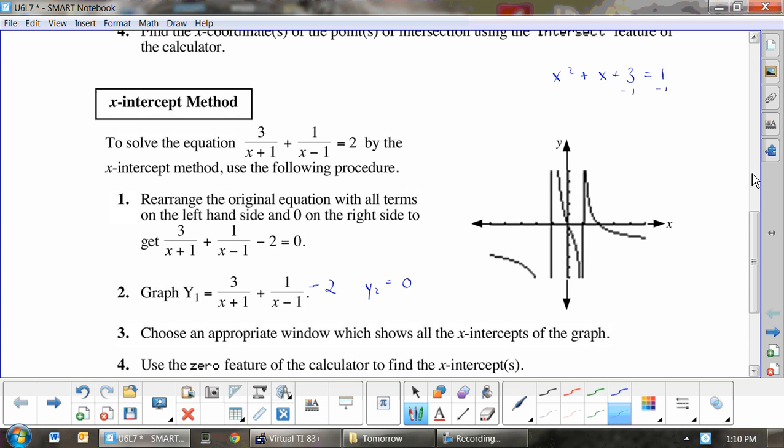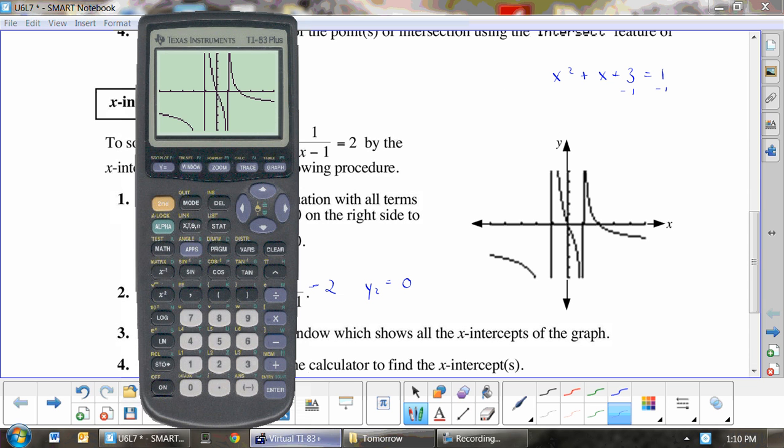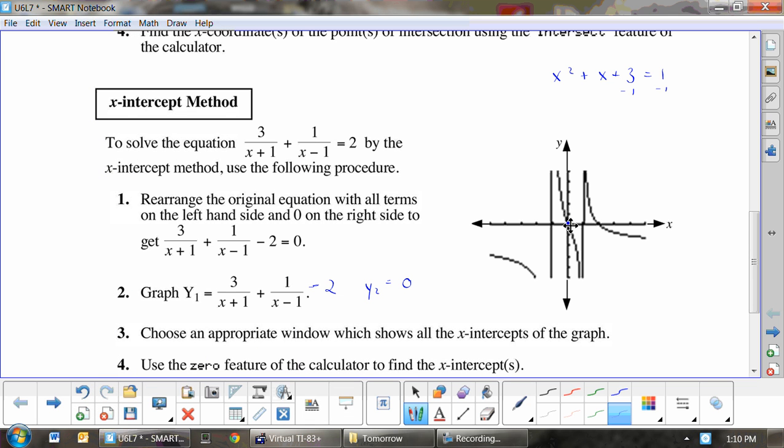I'm a pretty good artist. Okay? And then you can just go, okay, well, we know that we can find our x-intercepts the same way we always have. So intercept, enter, enter, enter. Oh, our answer is 0, which is good because it's supposed to be the same answer as before.